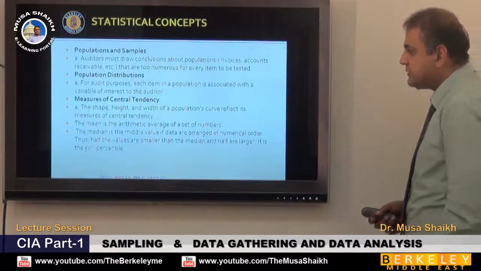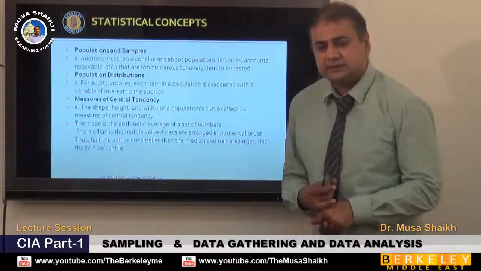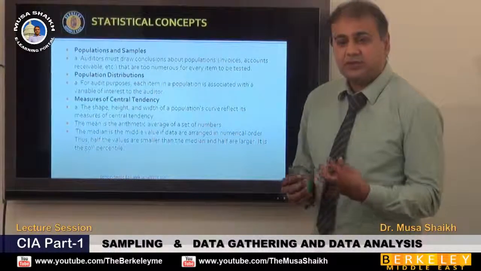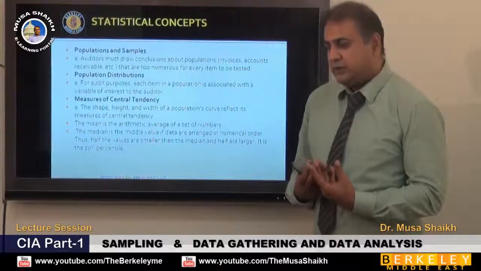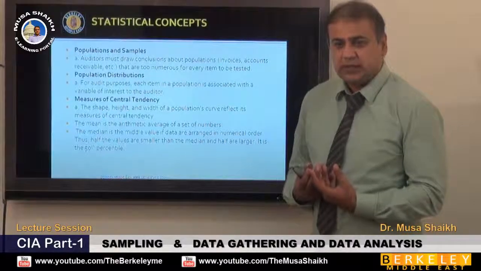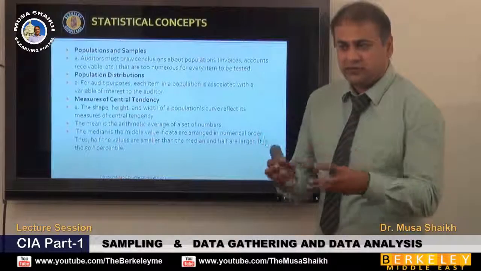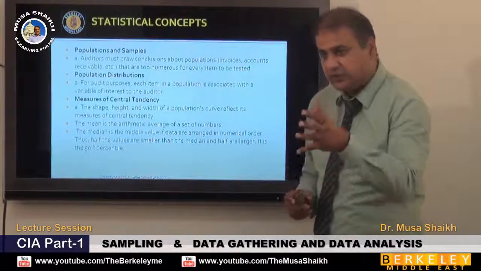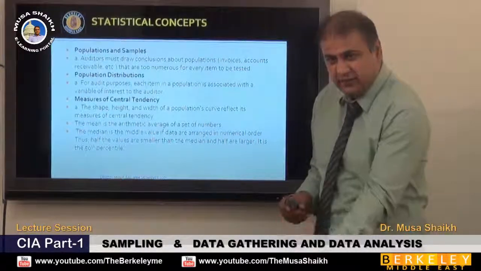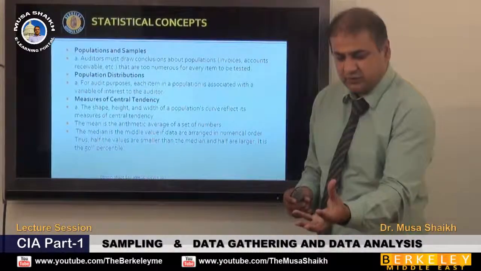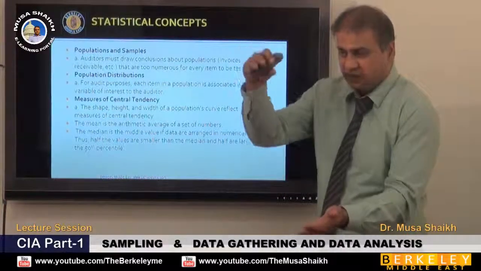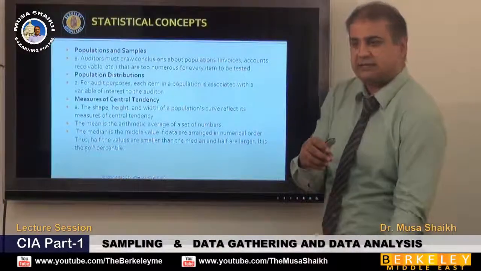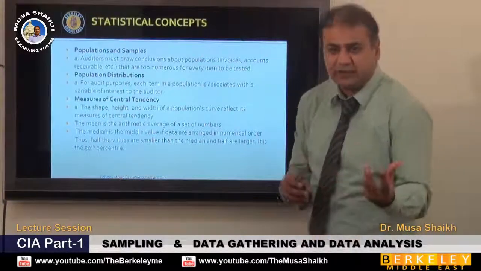Measure of central tendency. Okay, what is central tendency? We have to see the tendency of the behavior, because we are auditors and we have to see where most of the things lie. It is like gravity in physics. We know there is some gravity, that's why we fall on the floor, because there is a force in the earth that is pulling towards it. That is gravity, right?